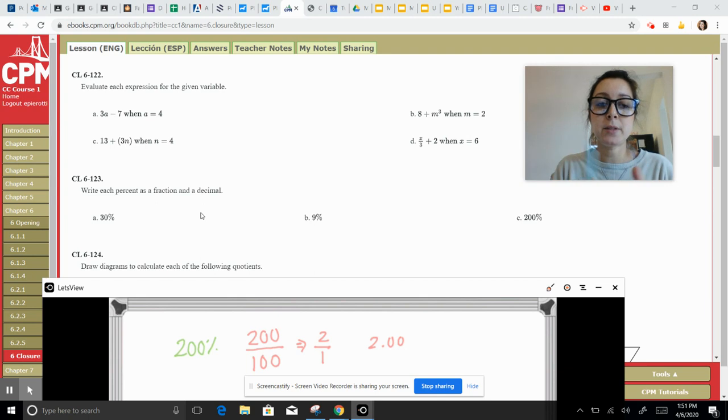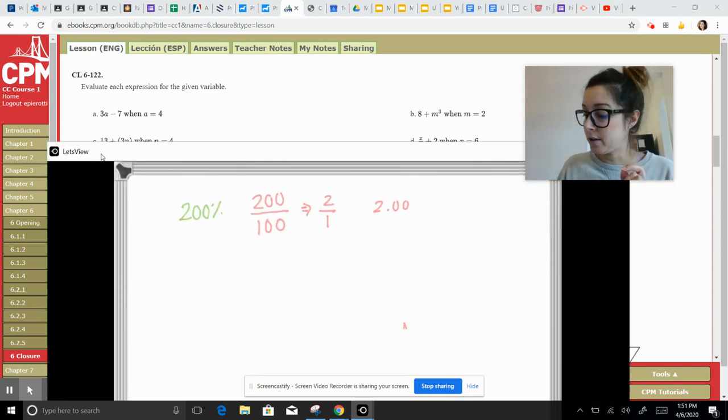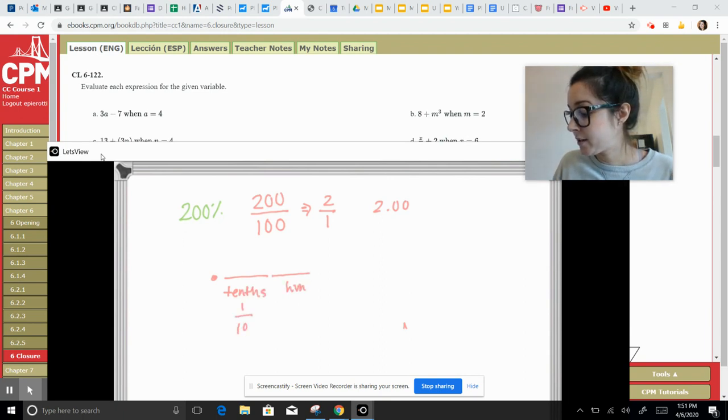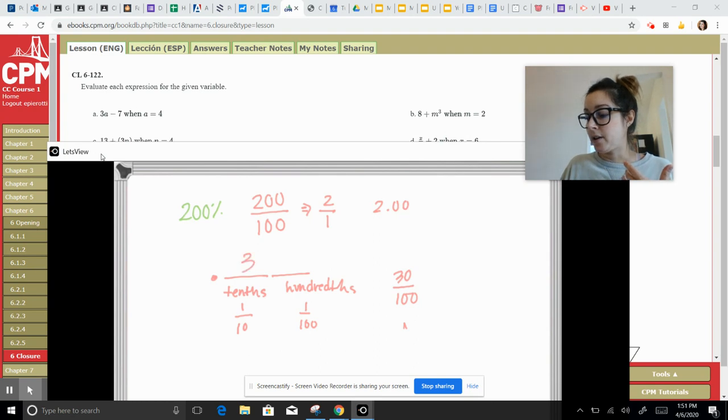Okay? Same thing for 9%. Write it as a fraction over 100. Same thing for 30%. Write it as a fraction over 100. If you need a refresher really quick, remember that your decimal place values go tenths, so 1 over 10, and then hundredths. So that would be 1 over 100. So for example, if it's asking you for 30 out of 100, that would be like saying 30 hundredths, and there you go, there's your decimal.